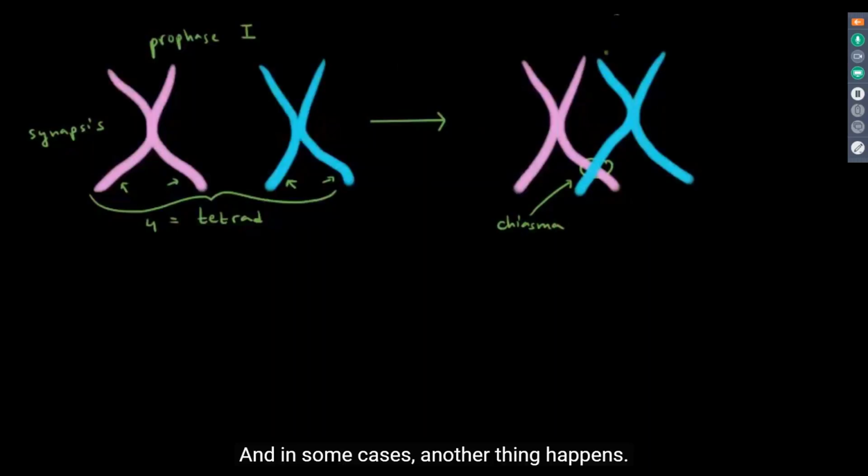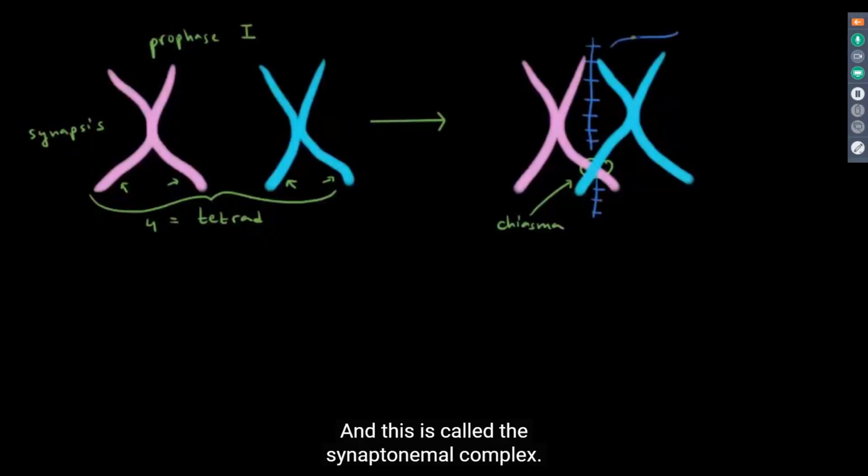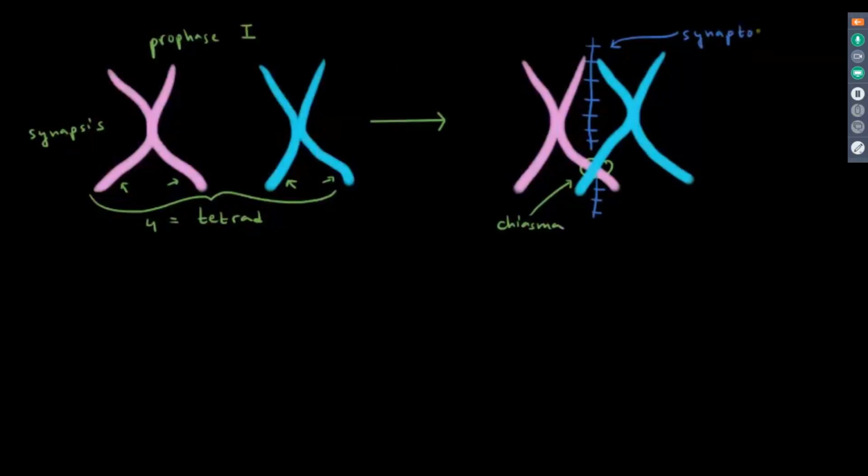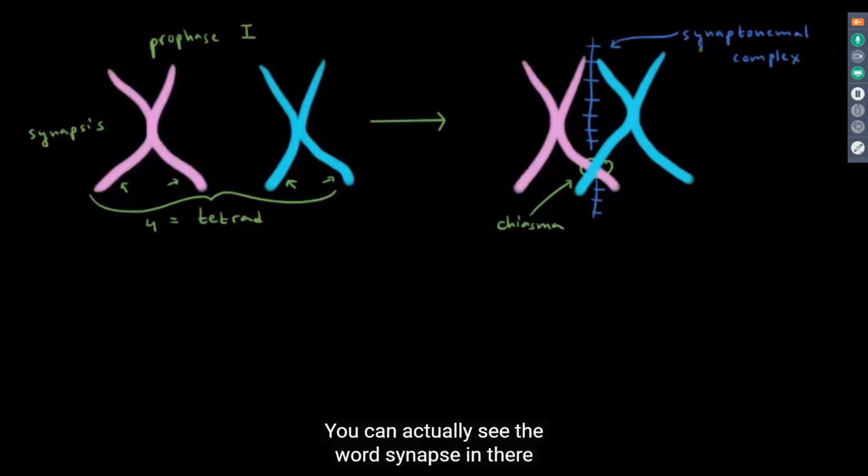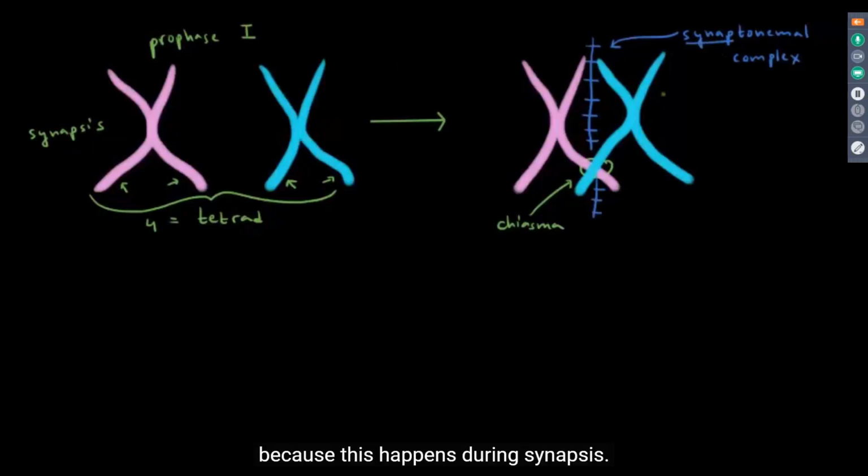And in some cases, another thing happens: this protein complex that resembles something like a railroad track forms. We'll see in a minute why. And this is called the synaptonemal complex. Again, more vocabulary, but the visual is important. You see where it overlaps? You can actually see the word synapse in there because this happens during synapsis.